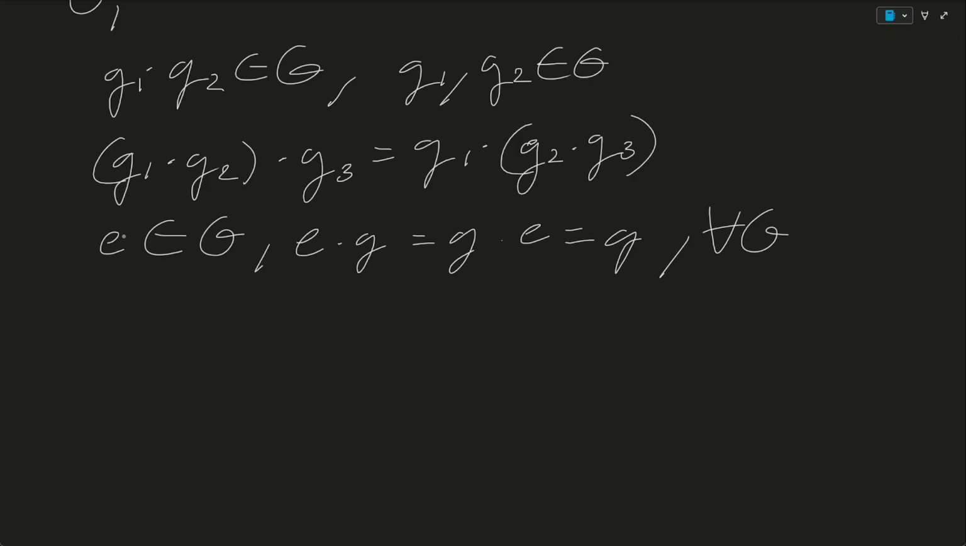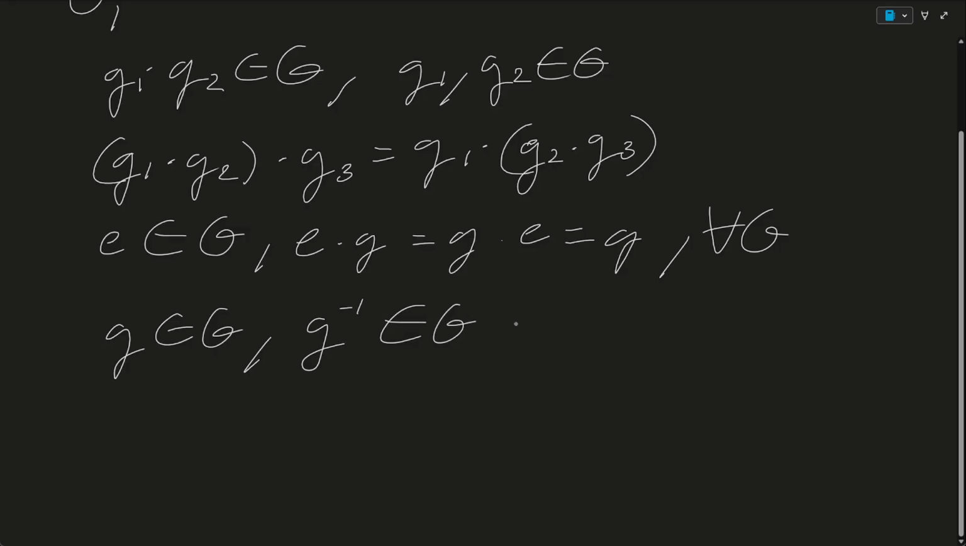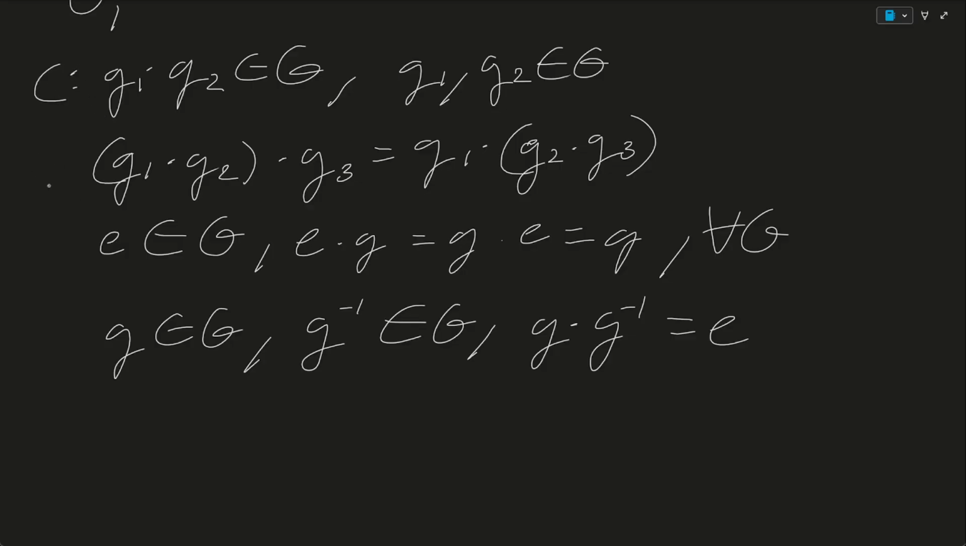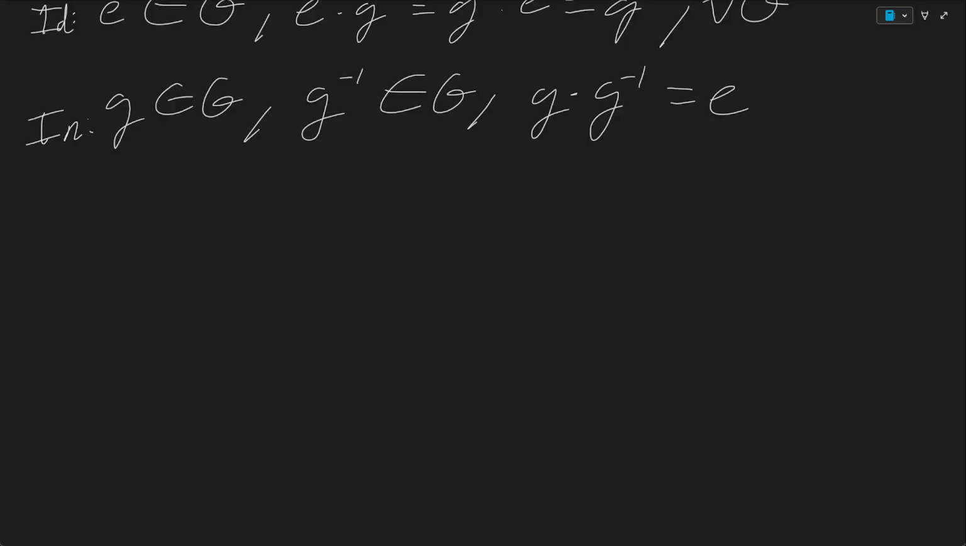And then our final axiom is inverses. So for every g in G, there exists an inverse in G, where g times its inverse is equal to our identity element. And these are our 4 laws of groups: closure, associativity, identity, and inverses. This is just a quick reminder.